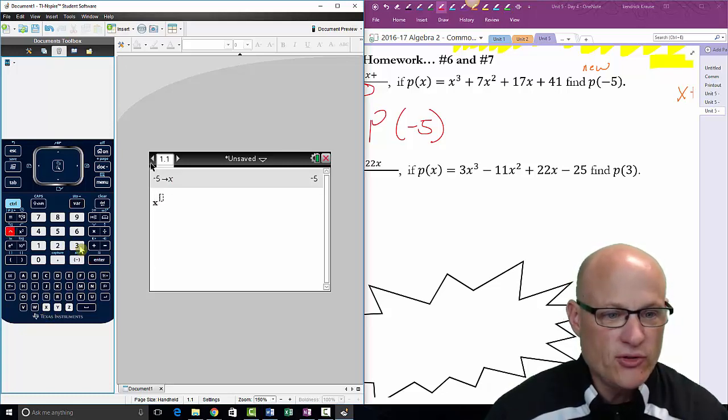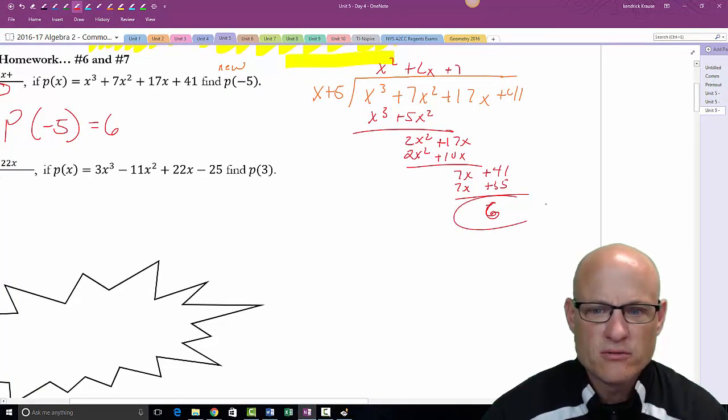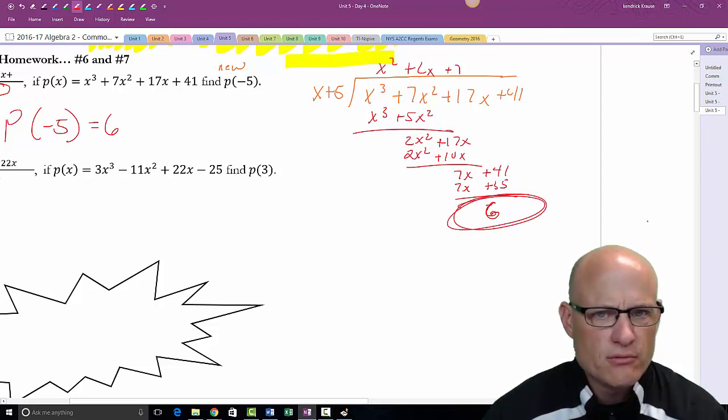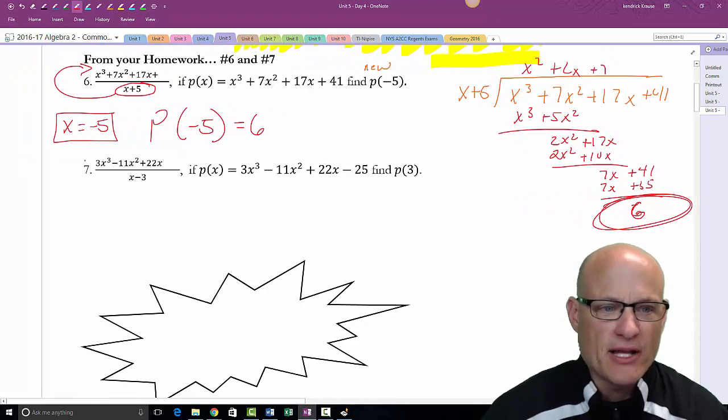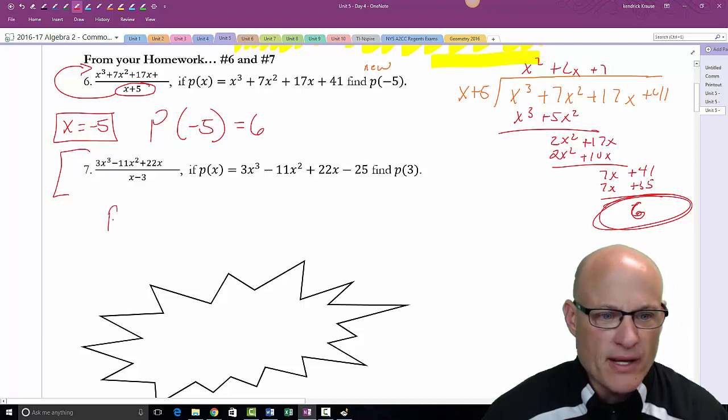X cubed plus 7x squared plus 17x. I think I would have had this memorized by now. Plus 41. 6. So this is equal to 6. Now, does that number sound familiar? It's the remainder. And when you did this problem last night, number 7, did you get a remainder of 23?